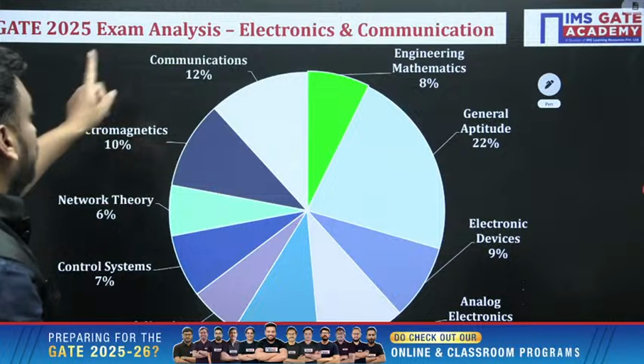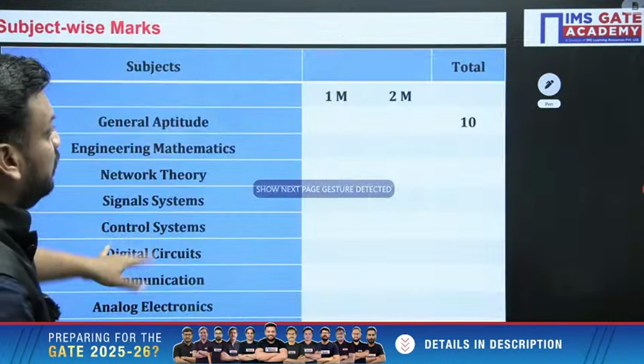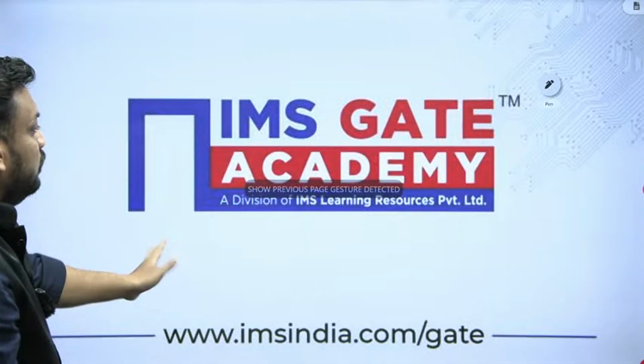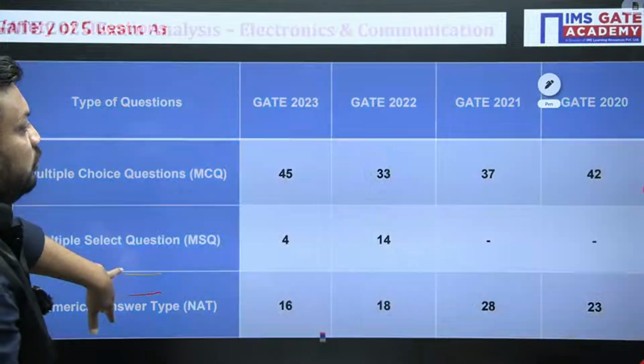So this is all approximate data, guys, so whatever detail is here is not exactly correct. This is all about the previous year data.